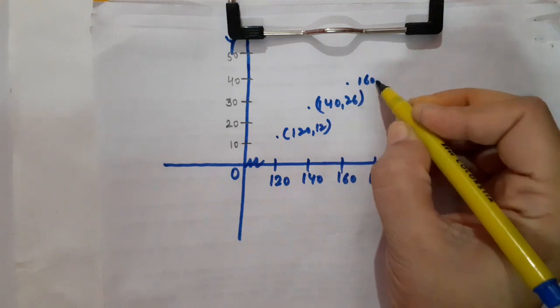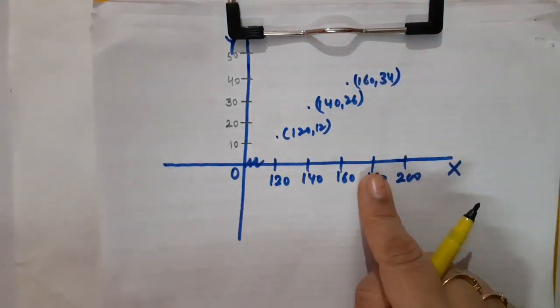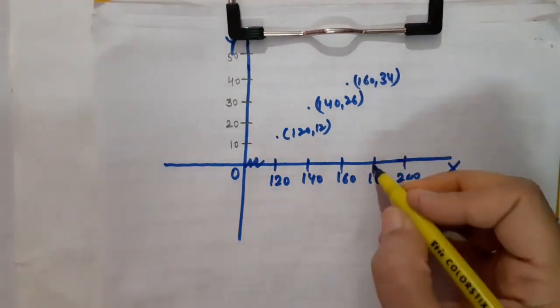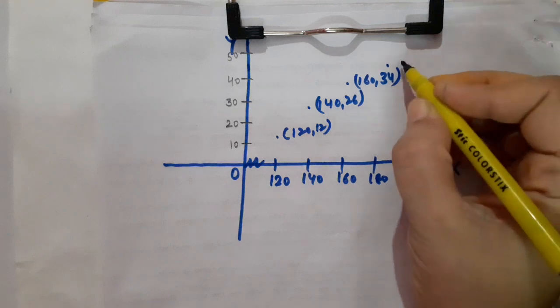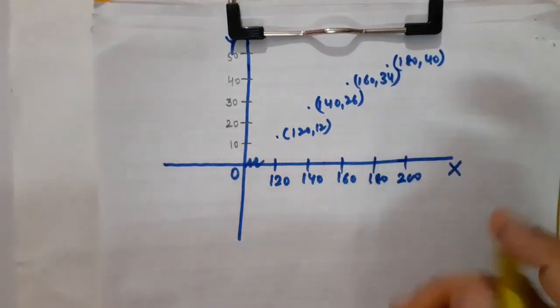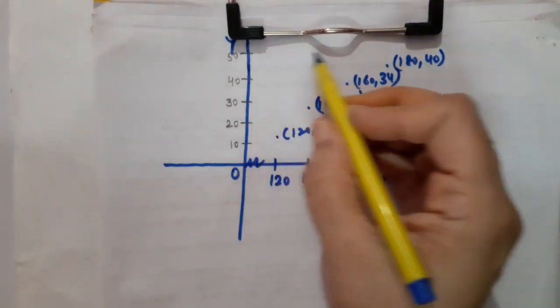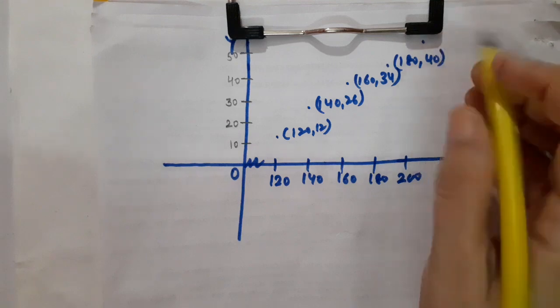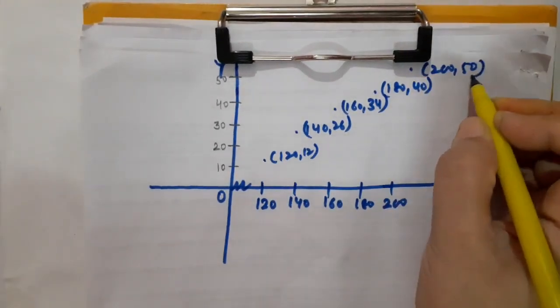This is 160, 34. Next is 180 with 40. Here. 180 with 40. And then 200 with 50. This is 200 and it must be equal to over here. So you can place it here. This is 200 with 50.